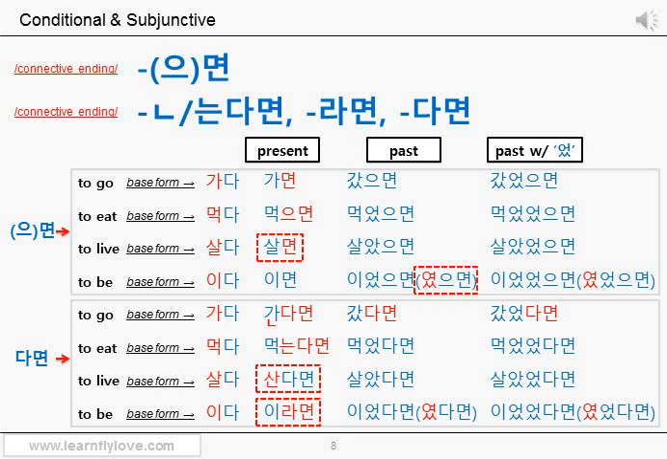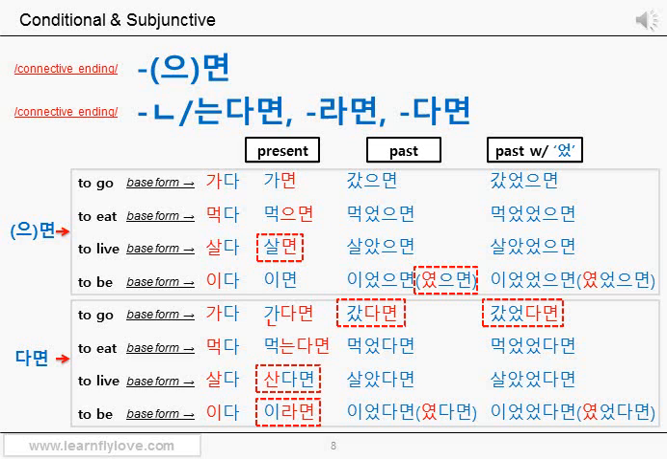이라면. Okay? And to the past tense, and the past tense with the pre-final ending 엇, you always add 다면 only. That's it. Then let me read through all the conjugations. First, with the connective ending 으면. 가다, which means to go. The stem is 가. 가면, 갔으면, 갔었으면.